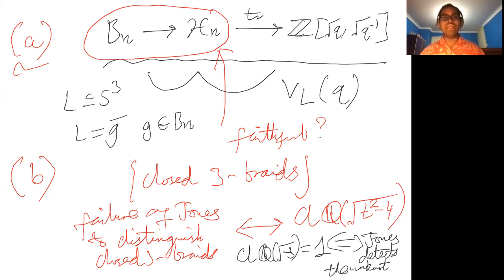Moreover, because the class groups are finite, you can also show that there are finitely many closed 3 braid links with a given Jones polynomial. So that also follows from the finiteness of class groups. That's also a known result, but it has a much different proof, and this is a proof using number theory.